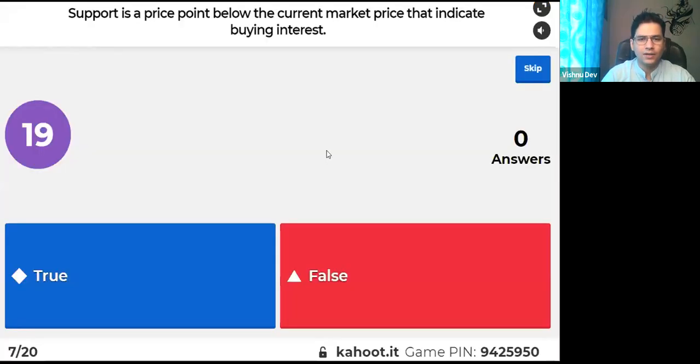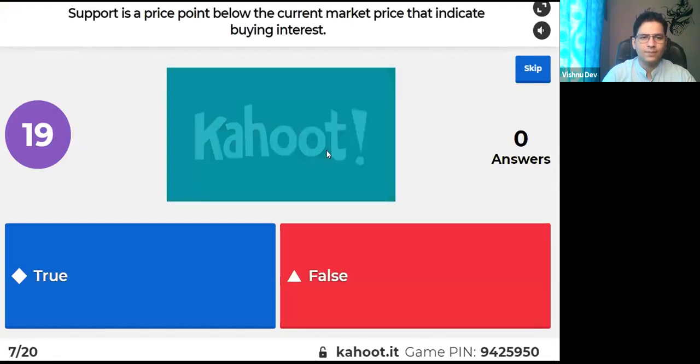Support is a price point below the current market price that indicates buying interest. True or false? I have discussed it many times, when I said I buy stocks depending on this.